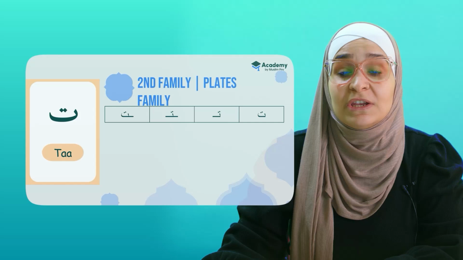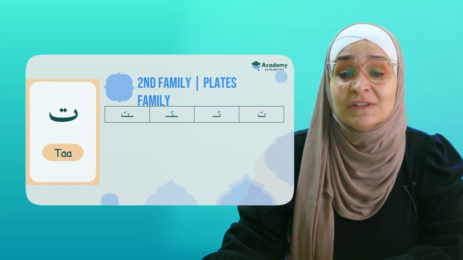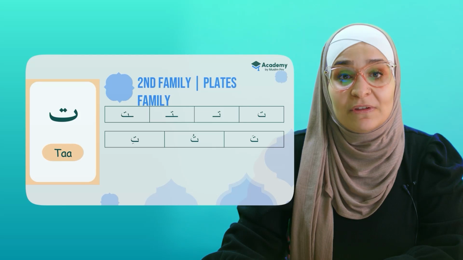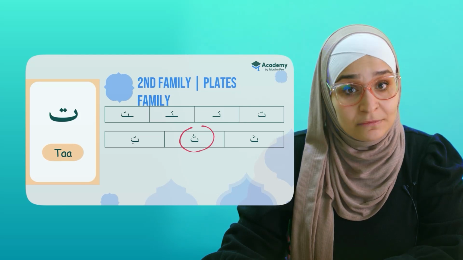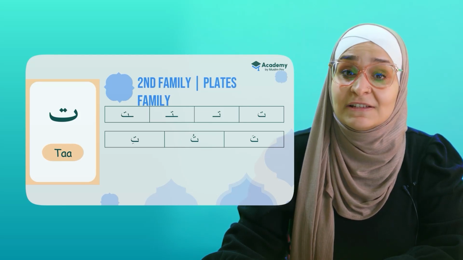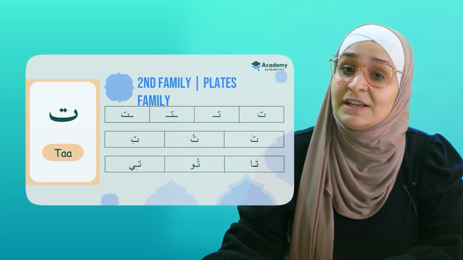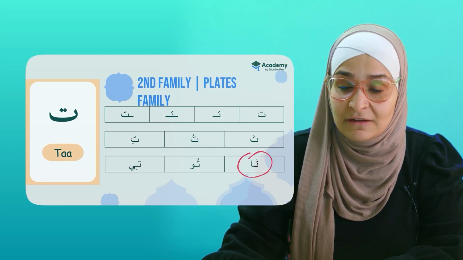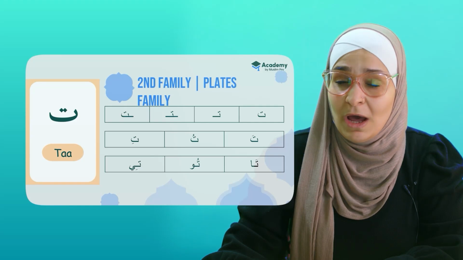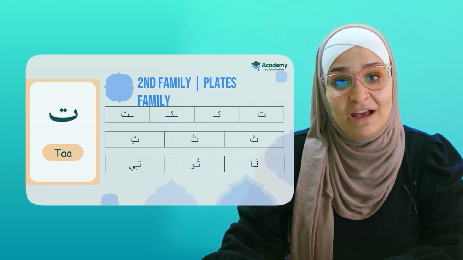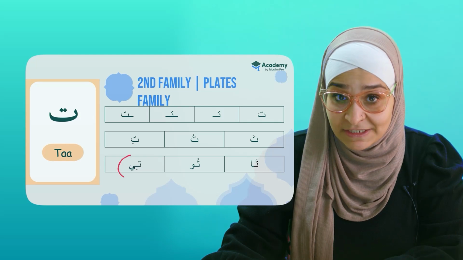Let's see how we pronounce the ta with short vowels. Ta with a fathah is ta. Ta with a dhammah is tu. Ta with a kasrah is ti. Now ta with long vowels. Ta with an alif, it's ta. Ta with a waw, it's tu. Ta with a ya, it's ti.